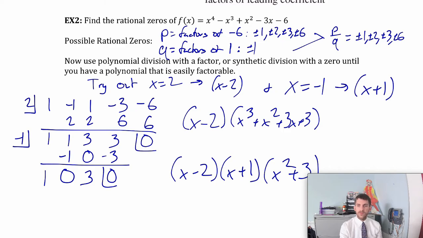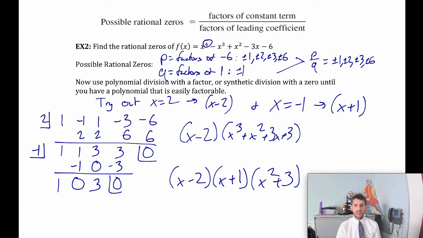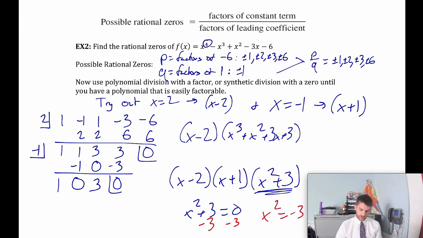Now we can go a little bit further, because the original polynomial had a degree of 4, which means it's going to have up to 4 zeros. We already found 2 on the graph, positive 2 and negative 1. But we can also get more zeros here. To figure those out, we take x squared plus 3 and set it equal to 0. Then we subtract 3 from both sides, and we end up with x squared equals negative 3. We take the square root of both sides, and we end up with x equals plus or minus the square root of negative 3.